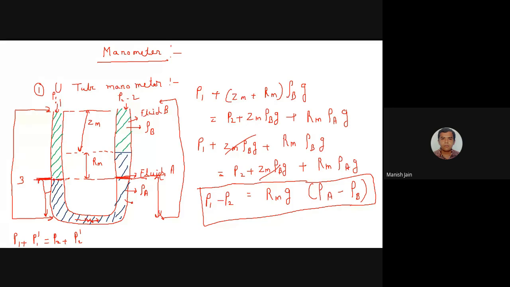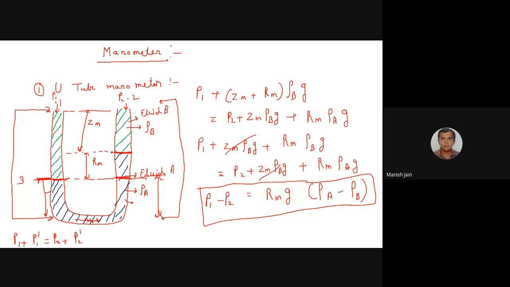Here you have the barometric fluid, like in the morning I showed you the video. In the video you have seen that they are measuring the difference in the level of mercury. So in the morning experiment, the basic barometric fluid is mercury. So the difference in the level of the mercury is Rm. You know the height at this point and the height at this point, you can take the difference, that is Rm. Multiply by the gravity constant and multiply by the difference in the density of the two fluids.